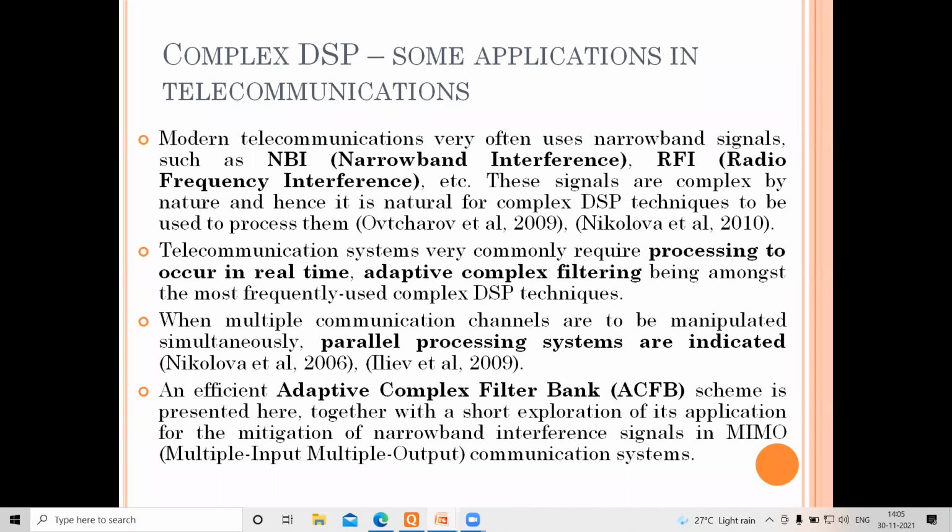These are signals that are complex in nature, and hence it will be natural for a complex DSP technique to be used to process them. Normal DSP cannot be used in these particular cases, narrowband interference or RF interference, because the signal is not normal; it's a very complex signal. So complex DSP techniques are being used. I will not get into explaining how different they are. Probably I'll lose the topic.